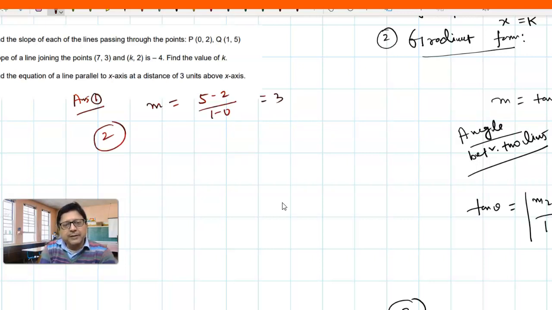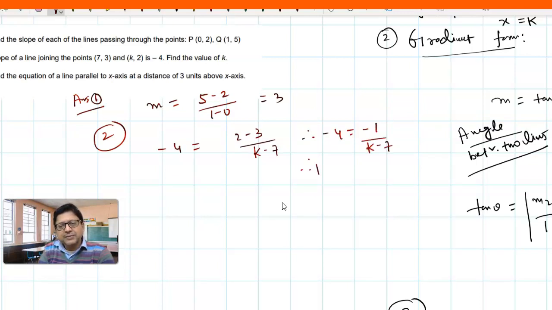The slope of the line joining these two is minus 4. Find the value of k. So you put the slope as minus 4, that is equal to y2 minus y1 by x2 minus x1. So minus 4 equal to minus 1 by k minus 7. So k minus 7 equal to 1/4. So k is going to be 7 and 1/4.